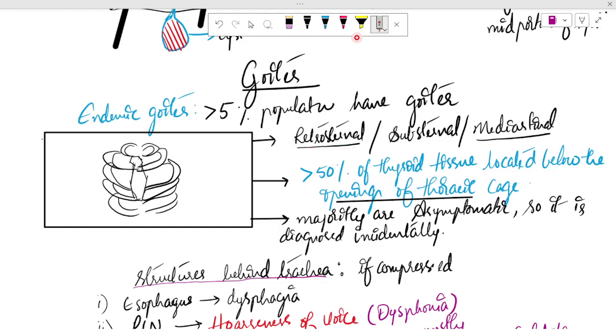Now, the majority of goiters are asymptomatic. Why? Because their size is almost small. So, obviously, the majority of goiters are asymptomatic.